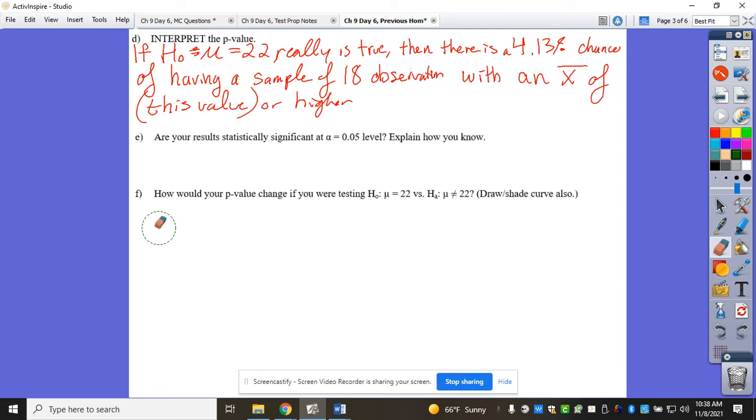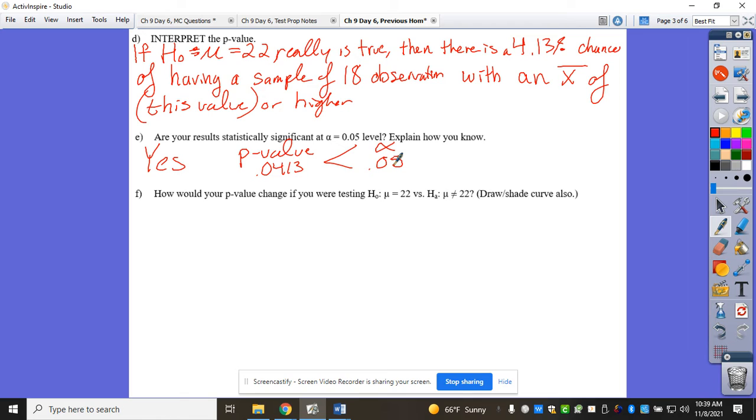Alright, so are the results statistically significant at 0.05? Yes or no? Why? It's less than. And that was pretty much asked in the group activity too. It was less. That's all I needed to see. There was that connection.